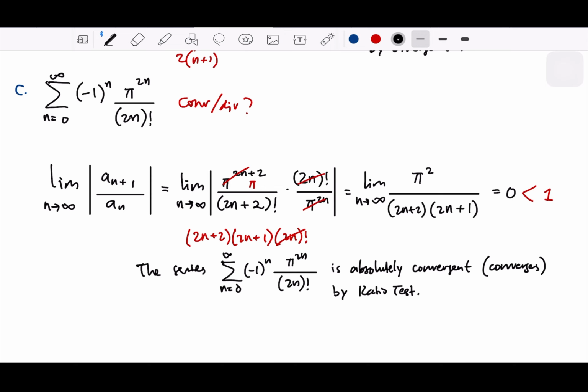So back to the factorial topics. Most of the time, you can check the ratio test. Most of the time. And hopefully it ends up with less than 1 or greater than 1, so you can finally decide whether it's converged or diverged. If it is equal to 1, then maybe you need to take another way to check.